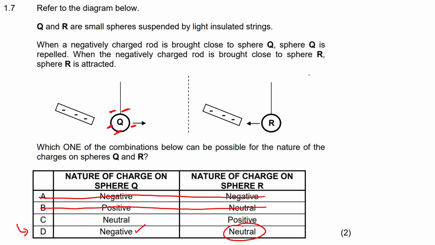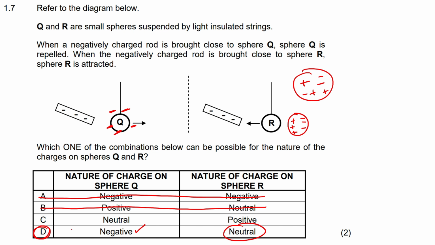So maybe R has 3 positives and 3 negatives, but normally they would be scattered randomly. But what would then happen is that when this negative rod is brought closer, the negatives would want to move away, and then the positives would be attracted. And then this positive side could still attract over to that side over there. And so neutral is also going to work. And so the answer for this one would be D.